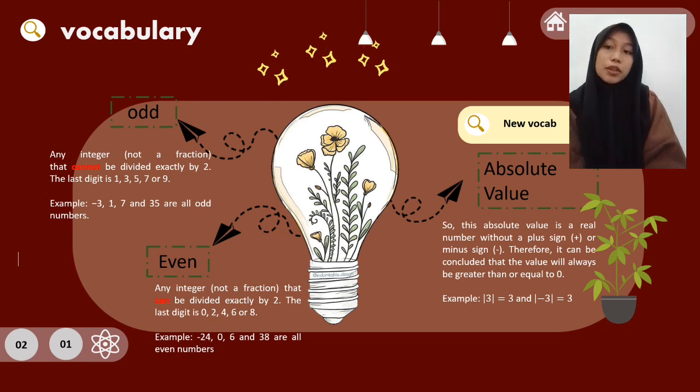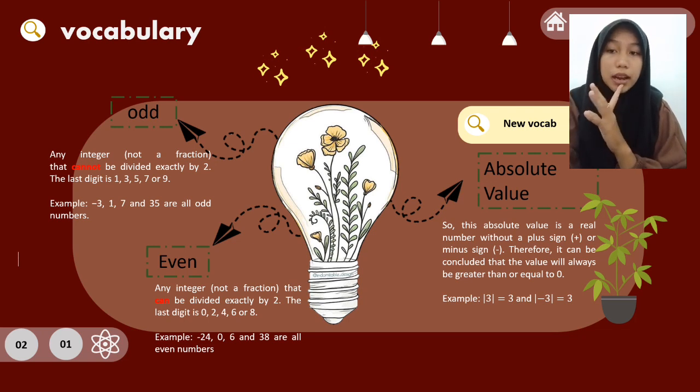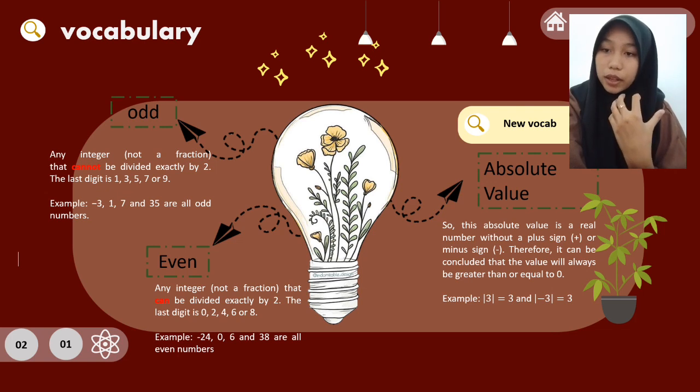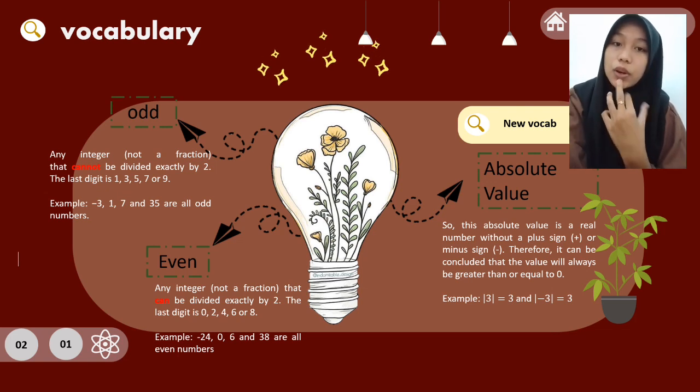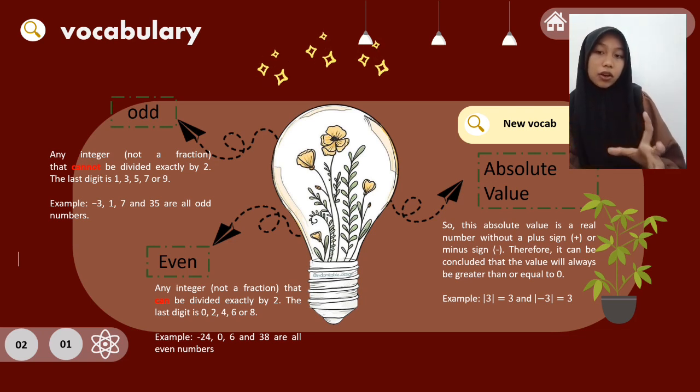Next, we have absolute value. In Indonesian, we say bilangan mutlak. So this absolute value is a real number without a plus sign or minus sign. Therefore, it can be concluded that the value will always be greater than or equal to 0. Example: absolute value of 3 is 3, and absolute value of -3 is 3 too.